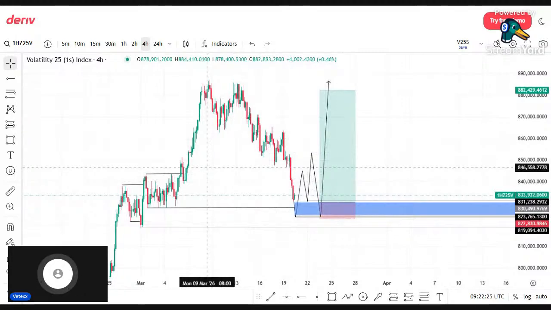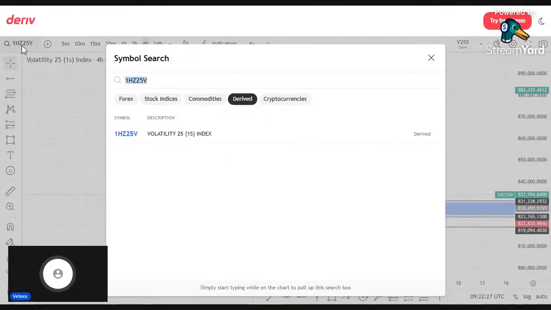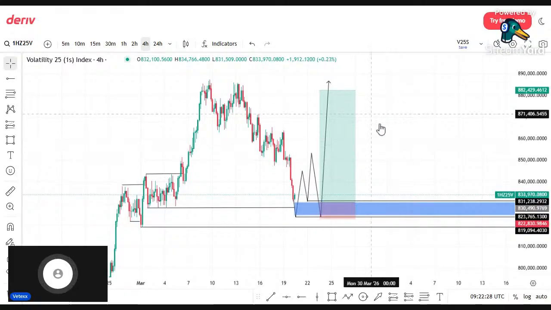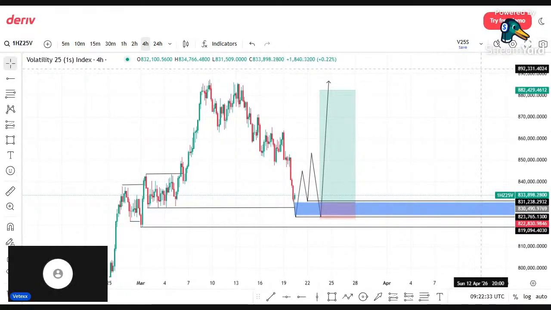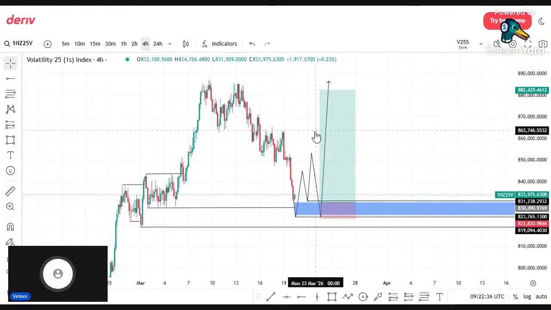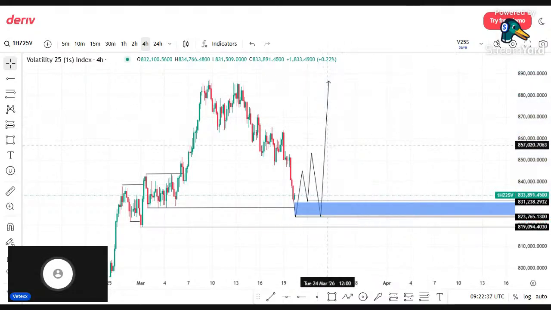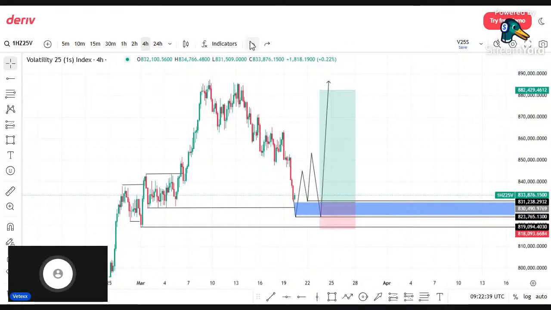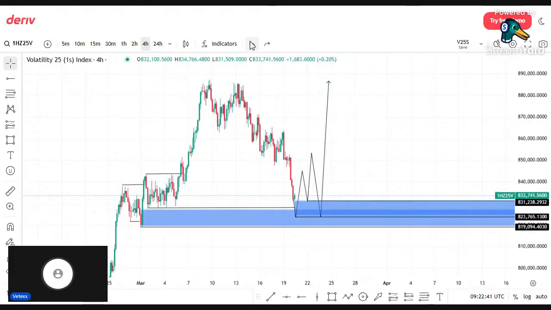Alright. So the next I'm going to be checking out is what? So this is what we have on V25-1 index. I can mark it. Alright, I'm going to share it to the group. Okay, I've already saved it. So this is what we anticipate on V25-1 index. Let me take all of this out.